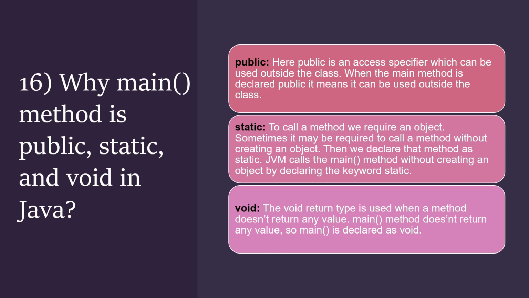Static. To call a method we require an object. Sometimes it may be required to call a method without creating an object. Then we declare that method as static. JVM calls the main method without creating an object by declaring the keyword static. Void. The void return type is used when a method doesn't return any value. Main method doesn't return any value, so main is declared as void.